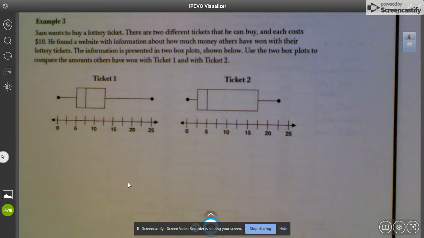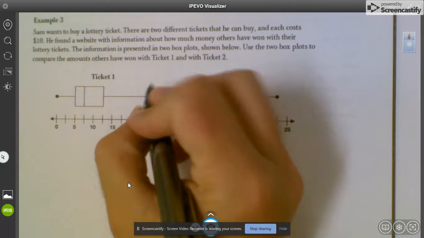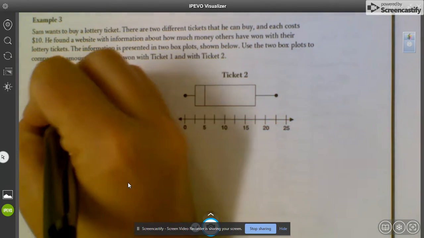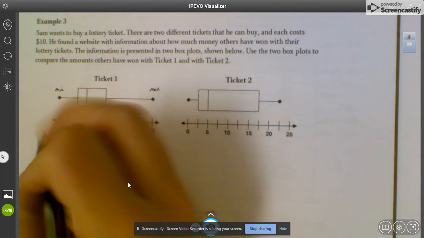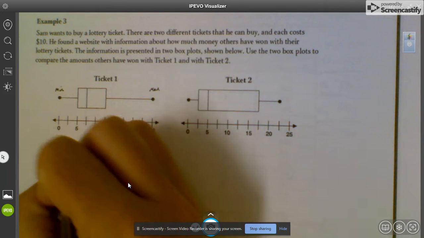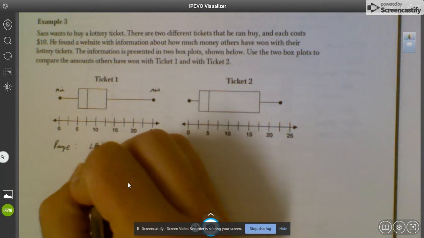So what is this really saying? The range of the amounts would be very similar. The range is going to be your max minus your min. So the range of winnings is $25.